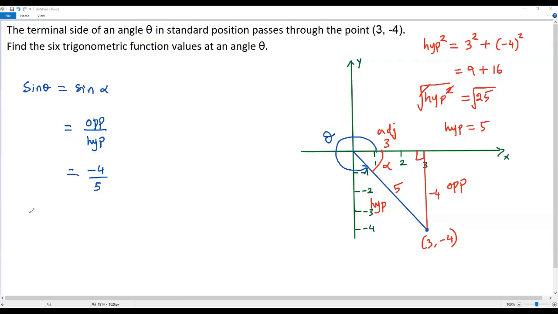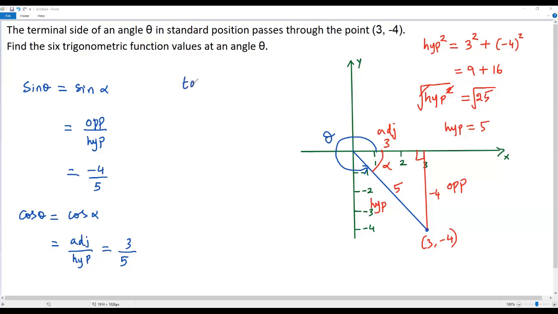Okay, let's find the value of cosine theta. First, we replace the given angle theta by its reference angle, alpha. According to trigonometry, the formula for cosine is adjacent over hypotenuse. Considering the reference angle alpha, the adjacent side is 3, because this is the adjacent side, its length is 3, over the hypotenuse, which is 5. So the value of cosine theta is positive 3 over 5.